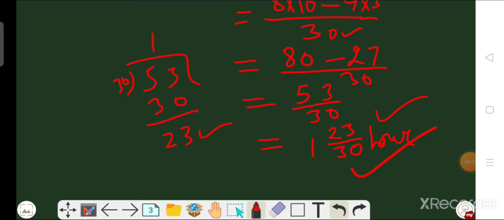Try to do the 15th question by yourself. And if you have any doubt in this exercise, we will take that doubt in the live class.